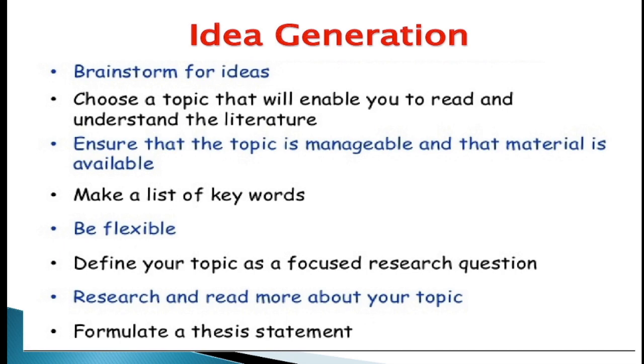So how to get ideas for the research? This is otherwise known as the problem identification of the research. The first one is brainstorm for ideas. Always looking for the new ideas and the new areas. Choose a topic that will enable you to read and understand the literature. So we should look into the availability of the materials at first. Ensure that the topic is manageable and that material is available. Make a list of keywords first.